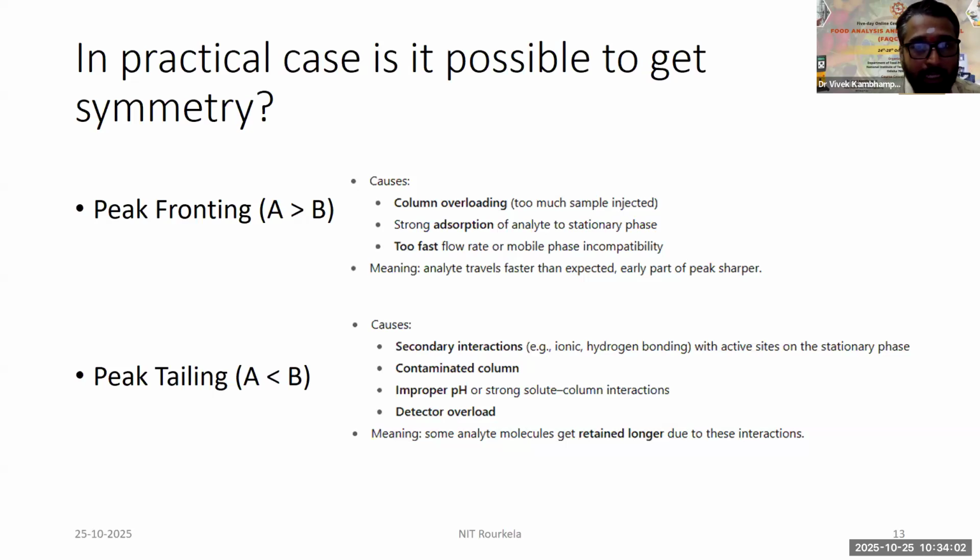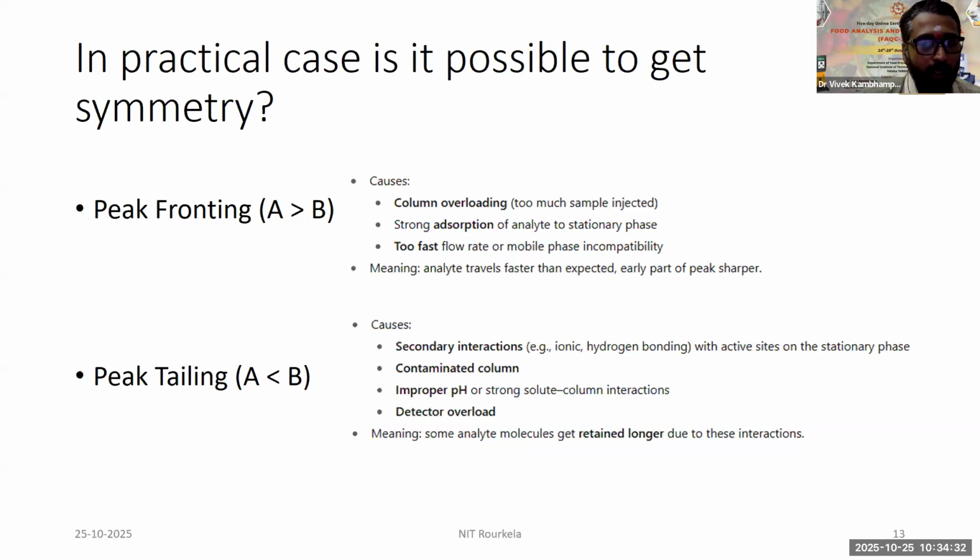What are the causes? Secondary interactions. What is secondary? With active sites on the stationary phase, ionic or hydrogen bond interactions will be there. So this kind of secondary interaction we need to avoid, otherwise you will get peak tailing. Another cause is a contaminated column. Maybe the column is not properly washed, so you did not give it a rinse before injecting the sample. Improper pH: the sample pH is also very important, right?